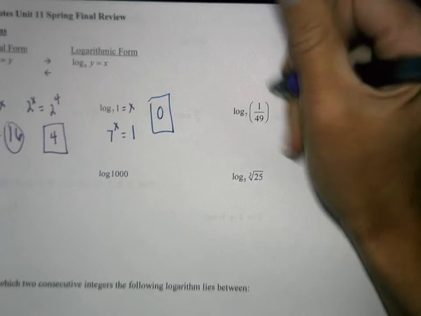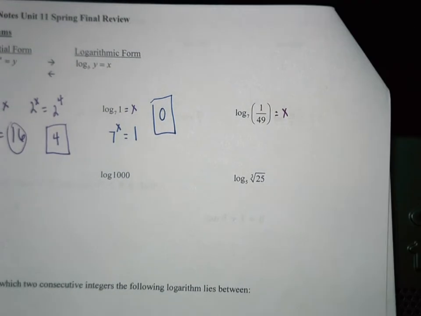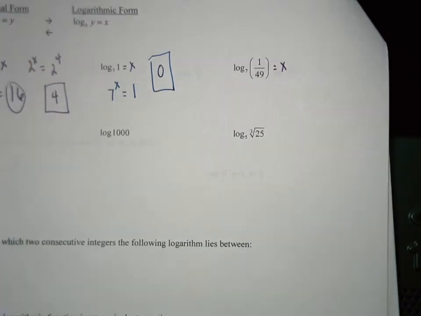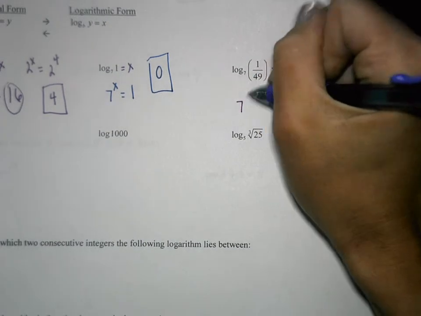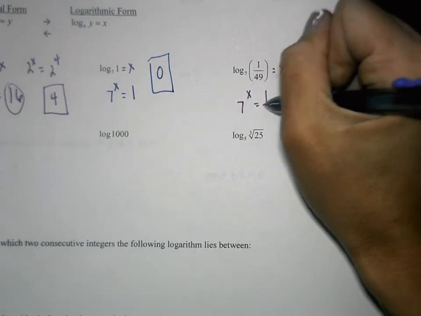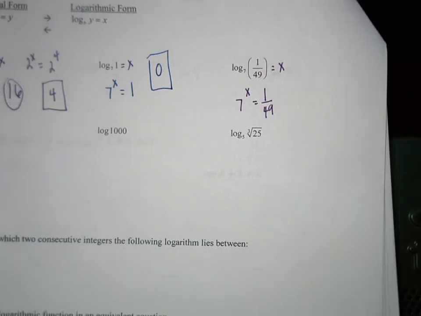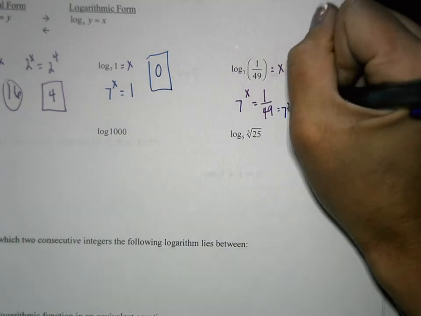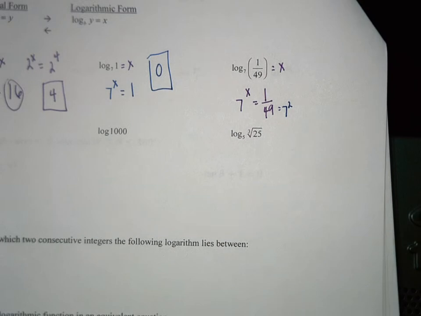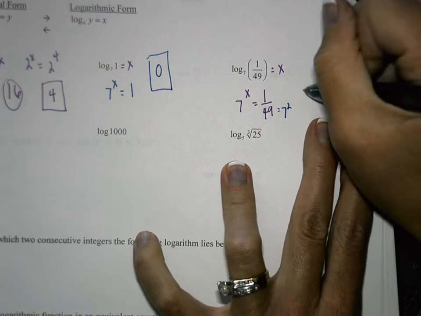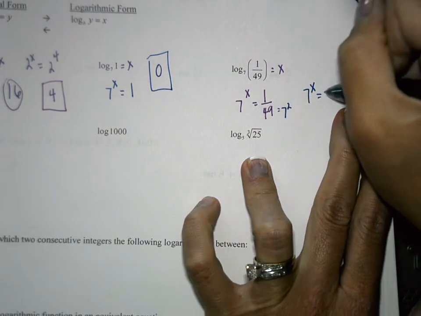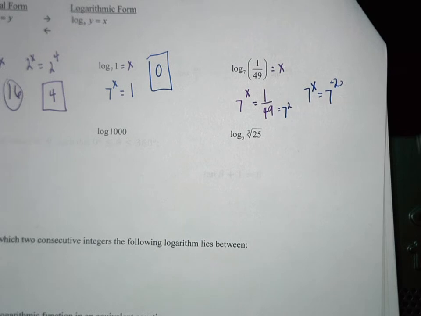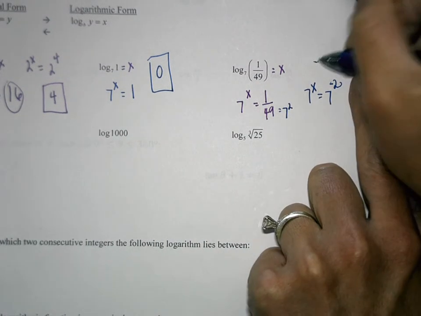The next problem, again, we can put equals x to change it easier into exponential form. This now is saying 7 to what power equals 1 over 49. Again, we want to get like bases, and so 49 is actually 7 to the 2nd power. And with the fraction, in order to bring them up so that they're at the same level, you would change this to a negative exponent in order to bring it up. And so we have 7 to the x equals 7 to the negative 2nd power, which means that our answer here is negative 2.